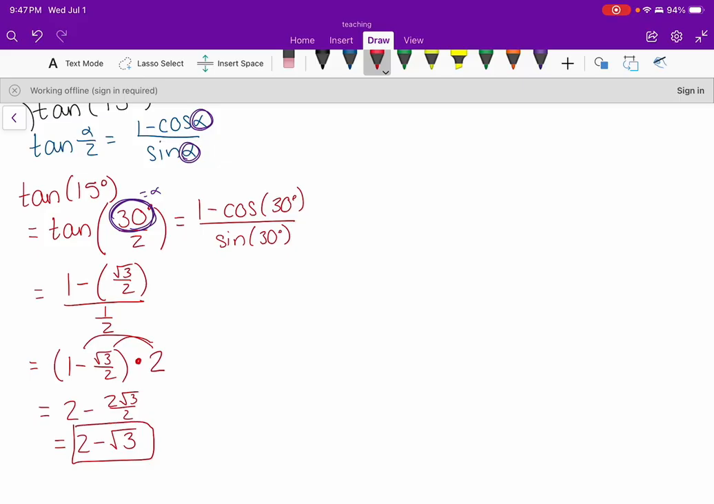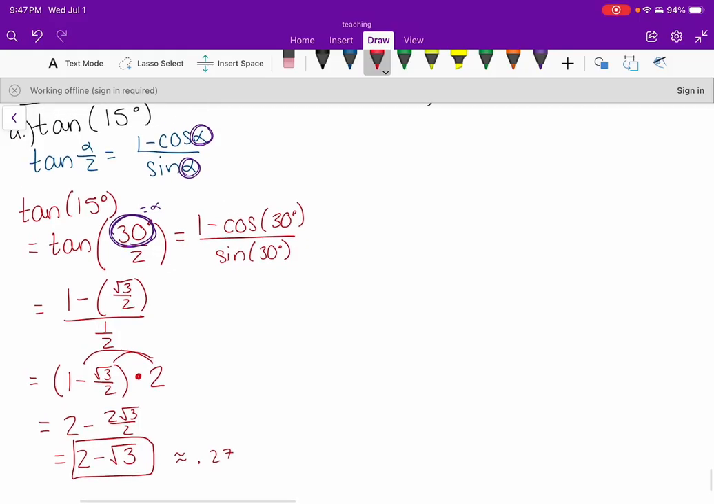This is much easier to simplify than what we did in the last section. And just to check this in my calculator, if I type this in the calculator, I get 0.27. If I type in tangent 15, I get 0.27. So I'm just using that decimal to check it in my calculator. I'm not making that my answer because that's not an exact value. My exact value is that 2 minus square root 3.